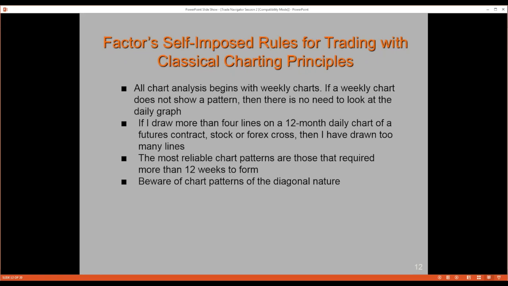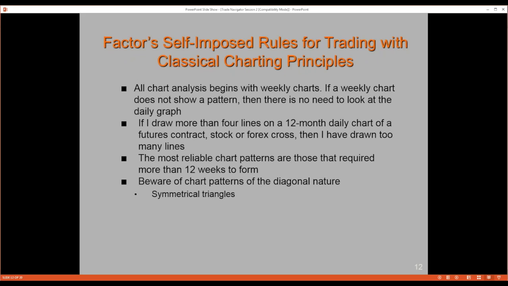I want to be aware of chart patterns that I call diagonal in nature. Those of you that I communicate with on a regular basis understand what I mean by diagonal. I'm talking about a line that's angled on the chart. Beware of chart patterns that have diagonal boundaries. I want chart patterns that have horizontal boundaries, or at least chart patterns that break out through a horizontal boundary.